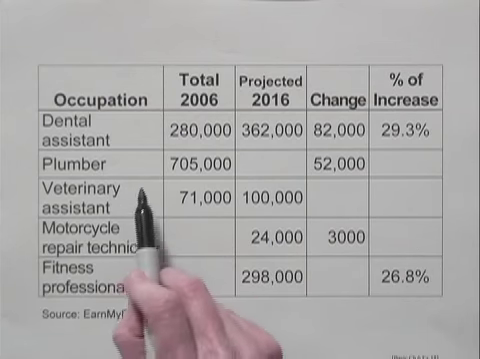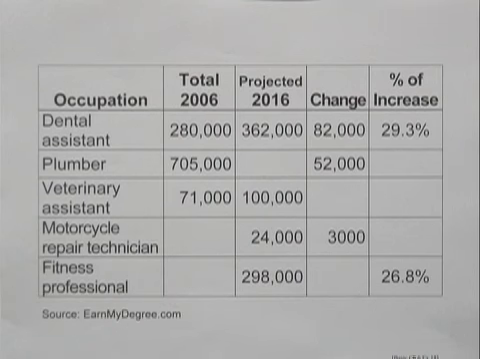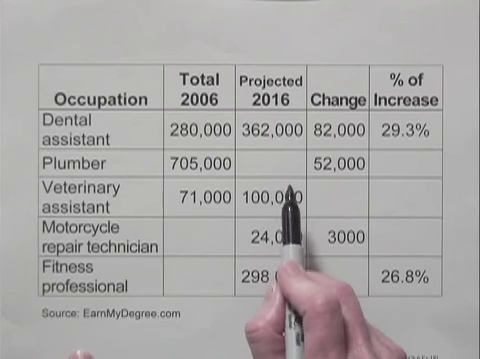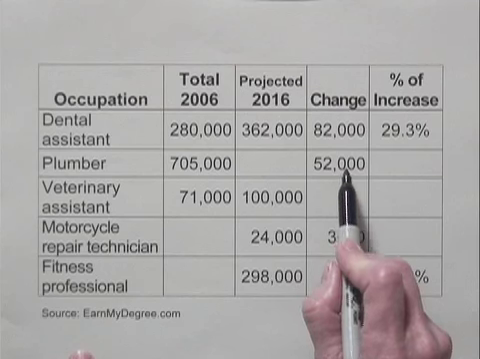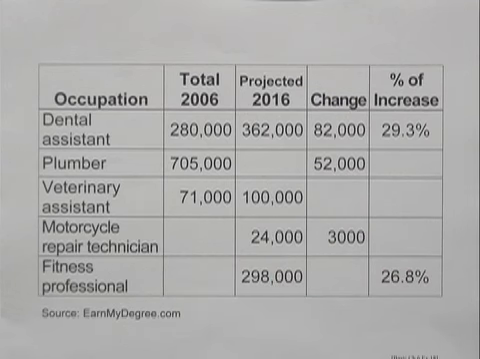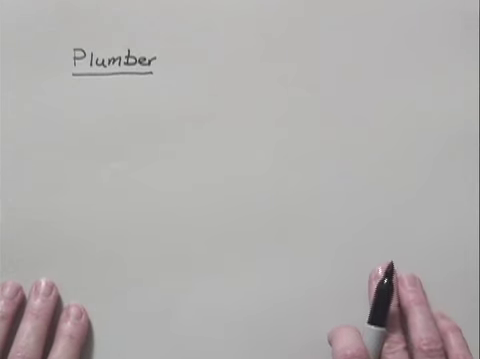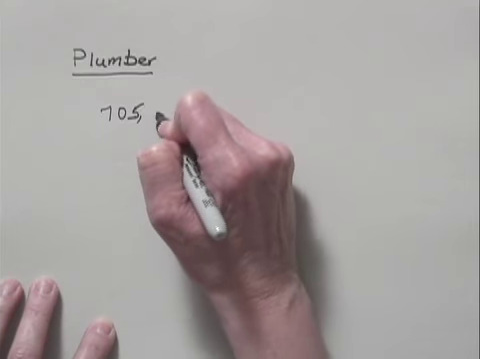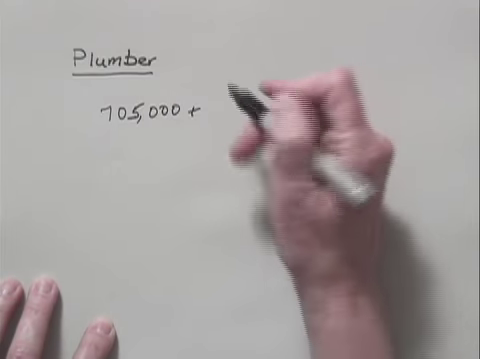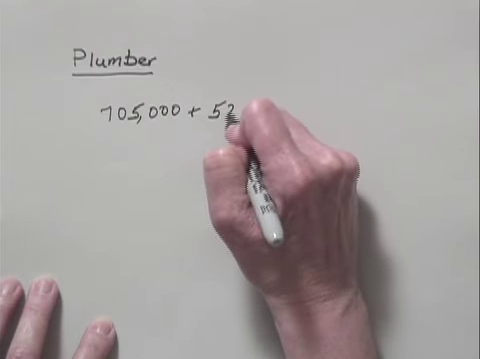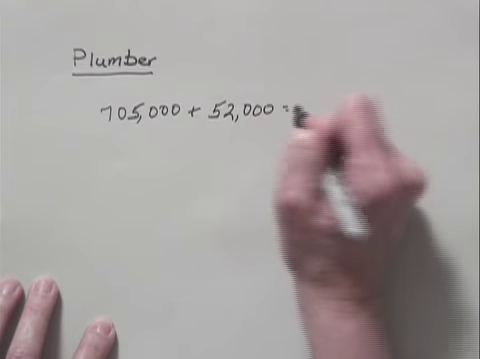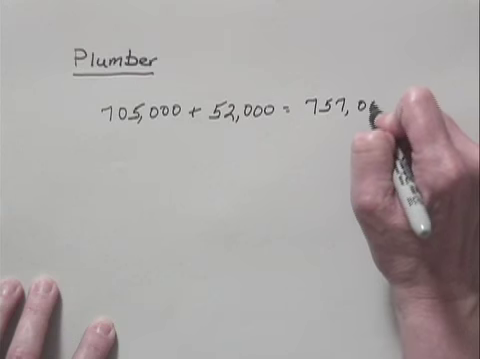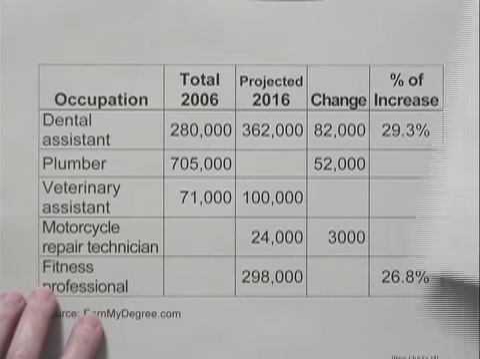So let's go to the plumber's numbers. The first thing that we want to find is the projected number of jobs in 2016. We know that it's going to be 52,000 more than the number in 2006. So we can add to fill in that part of the table. We would add the number of jobs in 2006, which was 705,000, and the projected increase, which is 52,000. And that gives us the total of 757,000. So let's fill in that table there.